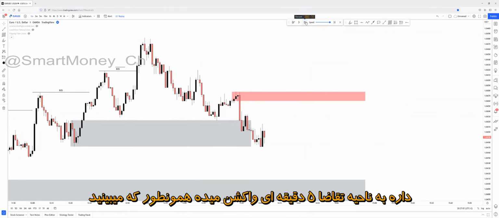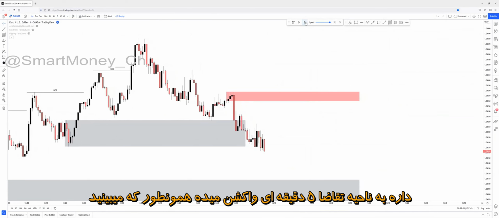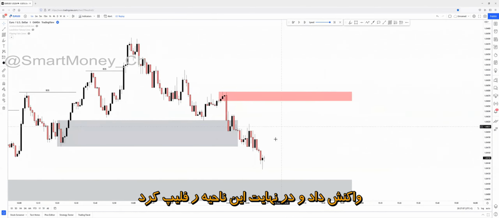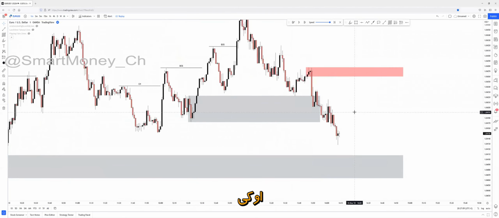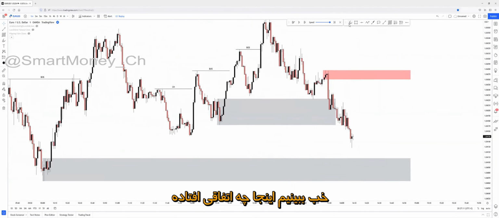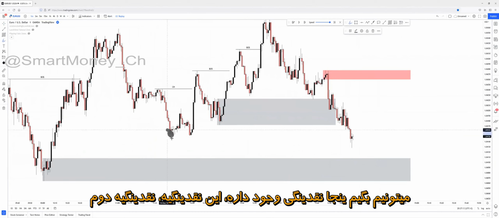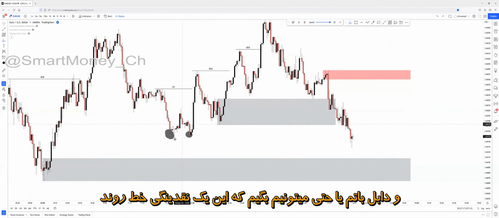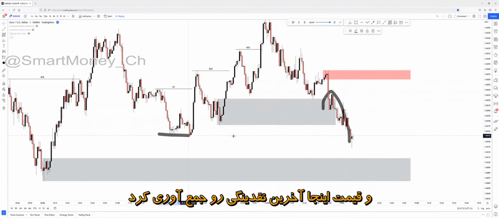Price is reacting on the 5-minute zone, as you can see. It has just flipped the zone. Okay, let's see what has happened here. We can call it liquidity. Here was liquidity, second liquidity, double bottoms, or we can call this a liquidity trend line here, and price has just swept the last piece of the liquidity right here.